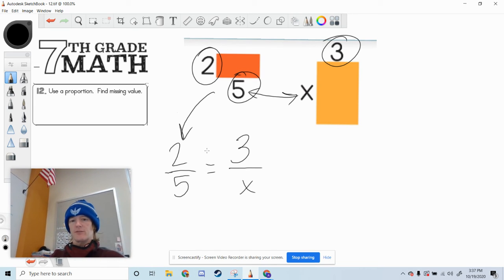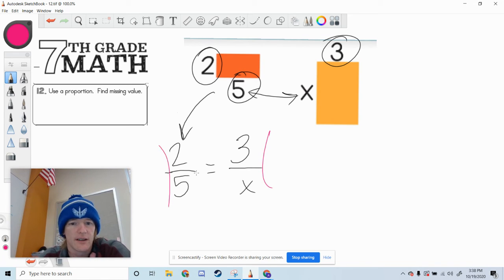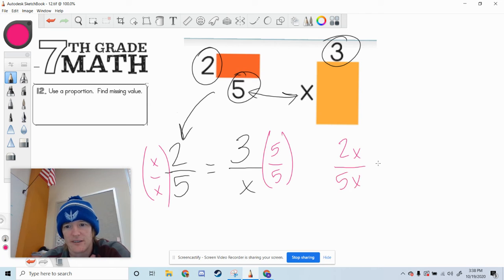Or there's a couple other ways we can do this proportion. The way that I'm going to choose to solve this is by a trick called cross multiply. But I want to show you for a minute why that works. I want to get a common denominator on these two fractions. So we're going to multiply the left side by x over x and the right side by 5 over 5. Because now my common denominator is 5x and 5x. So I get 2x over 5x equals 15 over 5x.